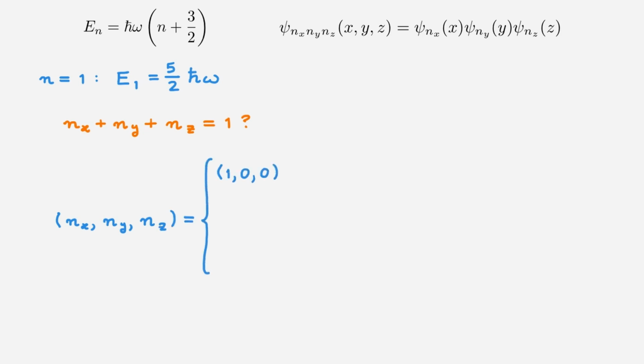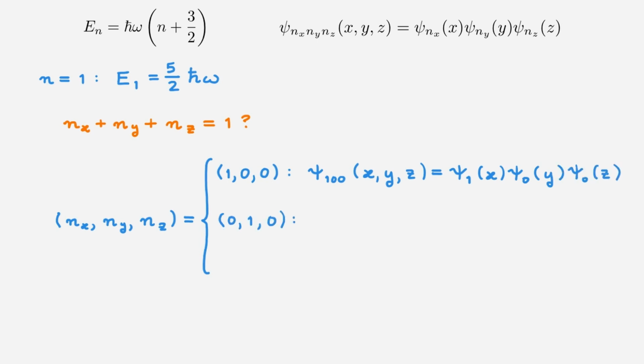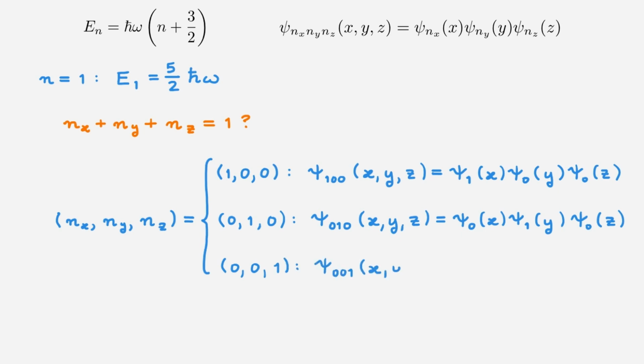The first is 1, 0, 0, and the corresponding wave function has the first excited state for the one-dimensional oscillator along x, and the ground state for the other two. The second choice is 0, 1, 0, and the corresponding wave function has the ground state along x, the first excited state along y, and the ground state again along z. And the third choice is 0, 0, 1, and the corresponding wave function is given by the ground state along x and along y, and the first excited state along z.